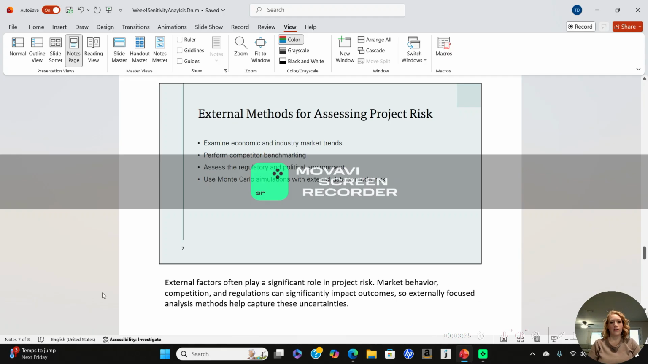Our external methods for assessing project risk. We're going to examine the economic and industry market trends, perform competitor benchmarking, assess the regulatory and political environment, and use Monte Carlo simulation with external data to model risk. External factors often play a significant role in project risk. Market behavior, competition, and regulation can significantly impact outcomes. So externally focused analysis methods help capture those uncertainties that we're not projecting.